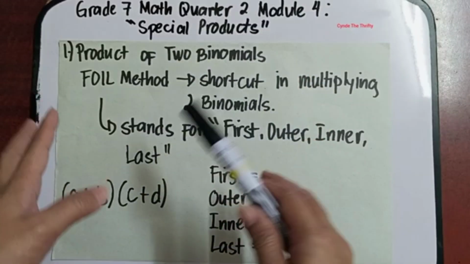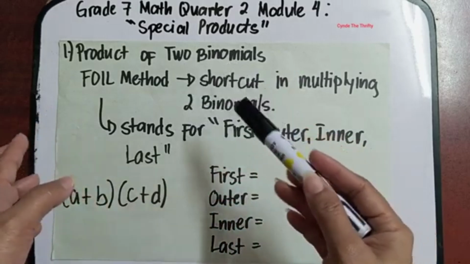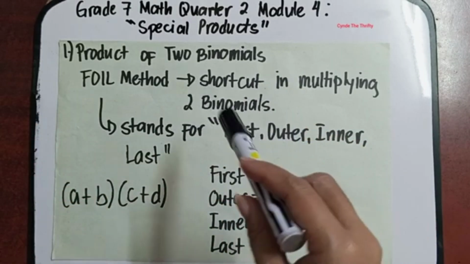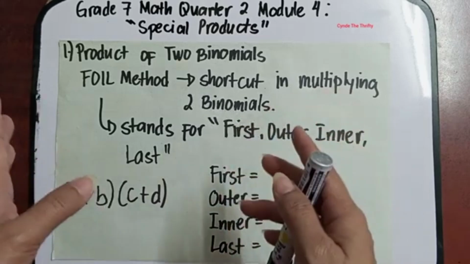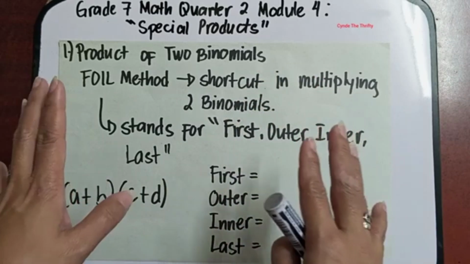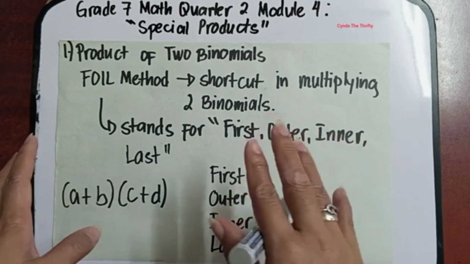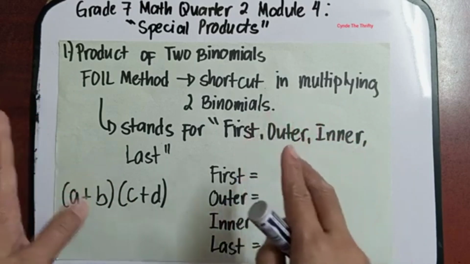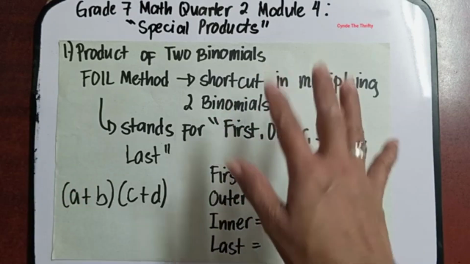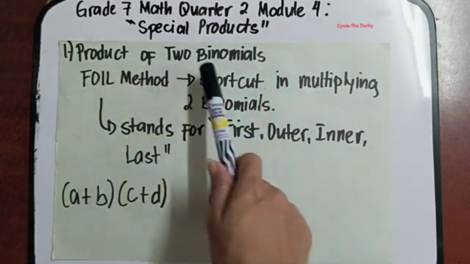Kapag nag-multiply tayo ng dalawang polynomials, tapos marami silang more than 3 terms at maraming mga variables, nahihirapan tayo sa pag-multiply at nagtitake tayo ng mahabang oras. So sa lesson na 'to, matututunan natin kung paano i-identify ang mga special product at kung paano gamitin ang formula. Meron tayong 5 special product. First is product of 2 binomials.